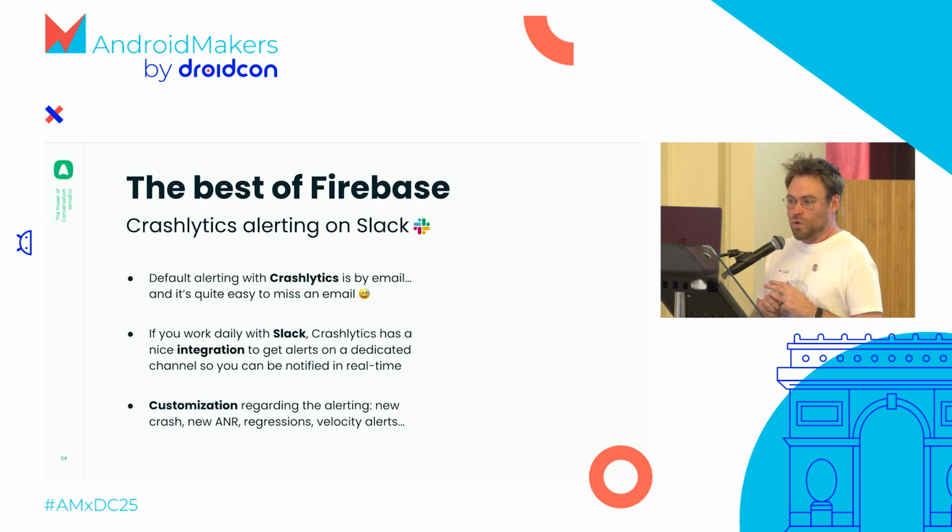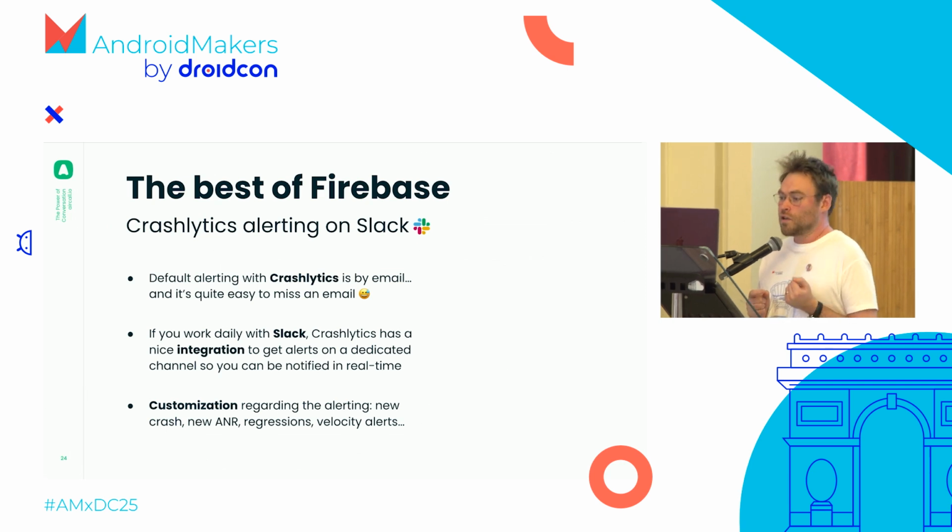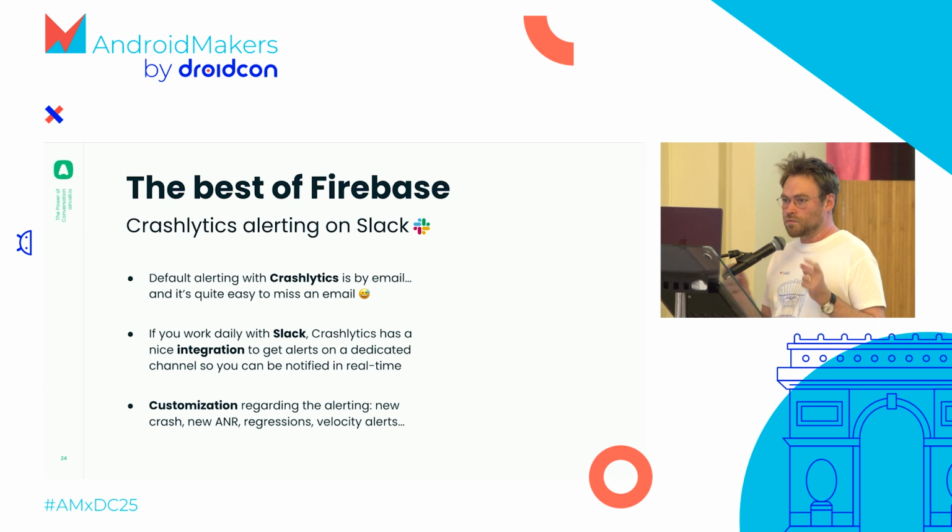If you work daily with Slack, for example, Crashlytics has a nice integration to get alerts on a dedicated channel, so you can be notified in real time. You can even do a workflow in your Slack channel to get a ping. When there is an issue, the team gets pinged, and you can act quickly and look at the issue fast enough, better than an email.